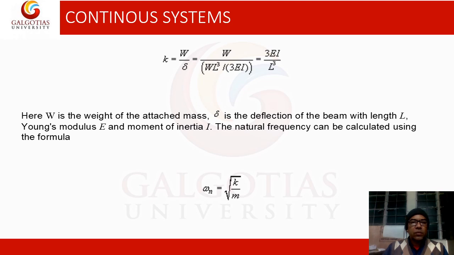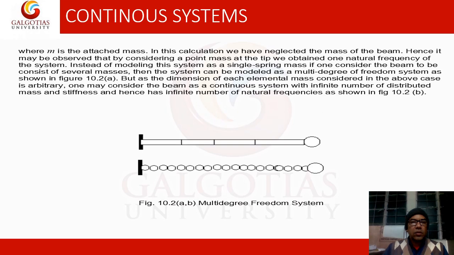Here W is the weight of the attached mass, and delta is the deflection of the beam with length L, Young's modulus E, and moment of inertia I. The natural frequency of the system will be calculated using the formula omega, the angular frequency, equals the square root of K by M, where M is the attached mass.